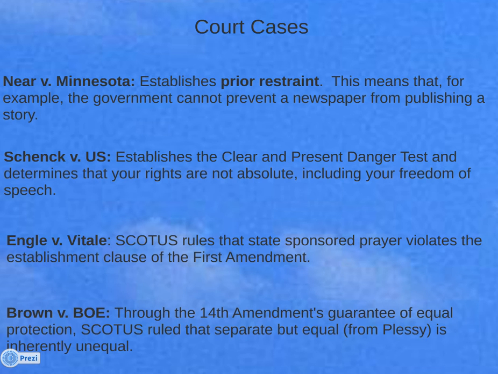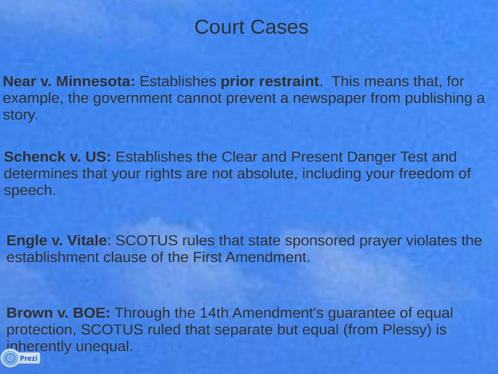So this establishes the concept of prior restraint, and then prior restraint is at issue in New York Times versus U.S., dealing with the Pentagon Papers. Schenck versus the United States establishes the clear and present danger test and determines that your rights are not absolute, including your freedom of speech. Remember, that's a First Amendment case.